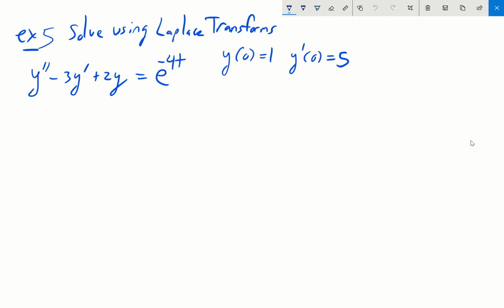Let's take a look at another one. Let's take a look at example 5. Let's solve using the Laplace transform the second order linear ODE y double prime minus 3y prime plus 2y equals e to the negative 4t.